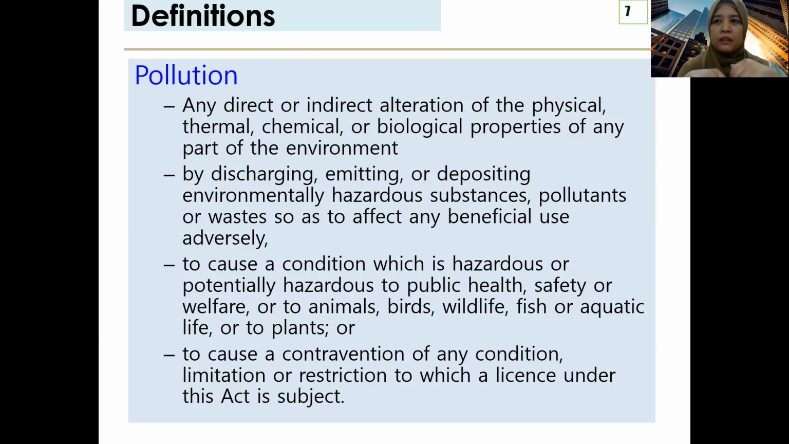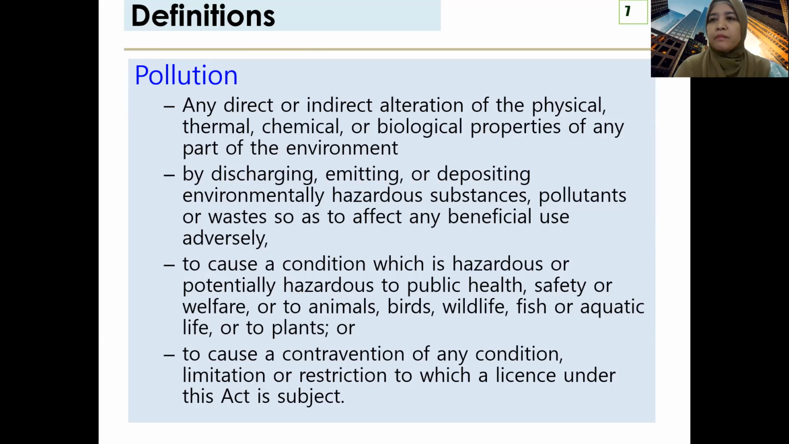The parameters of pollution tu diluaskan. It is being extended to the ecology rather than just the anthropology, kita manusia lah. Anthropocentric and ecocentric as well. Also, pollution is to cause a contravention of any condition. Contravention maknanya dia melanggar keadaan, menjadikan keadaan sebaliknya. Contravention of any condition, limitation, or restriction to which a license under this act is subject.